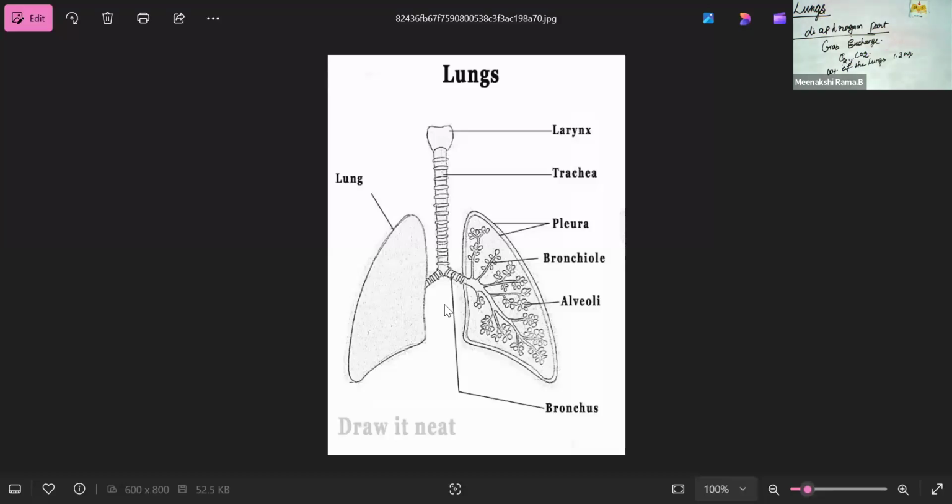The primary function of the lungs is taking oxygen from the environmental air. The main function of the lungs is to take oxygen from the air when we inhale, and release carbon dioxide. This is the main function.